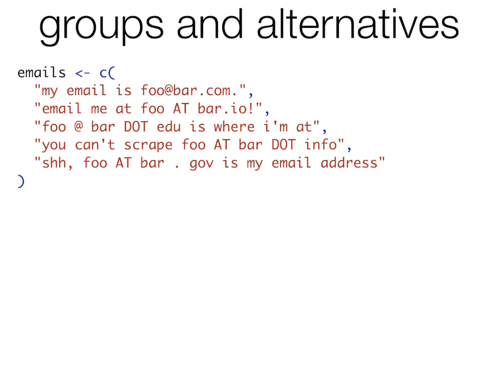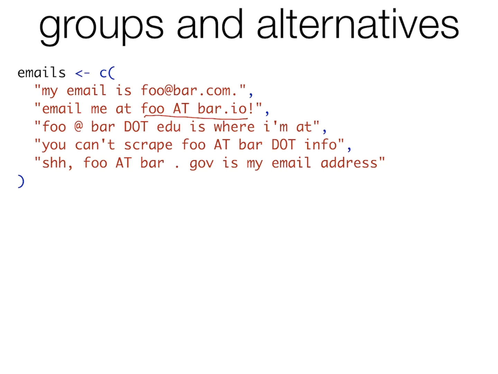Let's see another example in terms of groups and alternatives with emails. Emails here is a character vector of 5 strings. Each of them contain emails that are intentionally obfuscated in some way. For example, in the first, we see just the simple foo@bar.com. So that's obviously an email address. But in the others, it's more complicated. Email me at foo@bar.io.